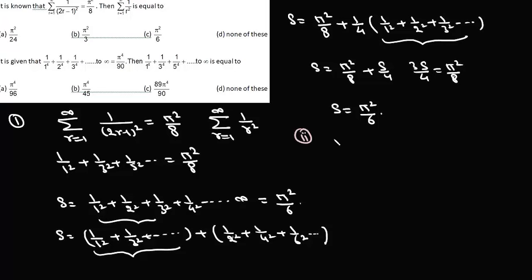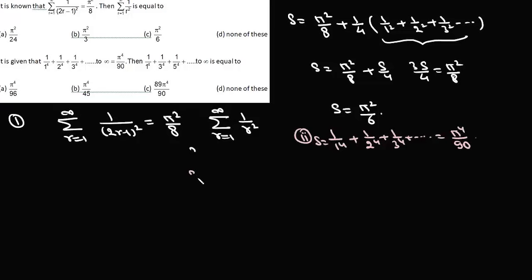In the second question, we are given that 1 upon 1 to the power 4 plus 1 upon 2 to the power 4, 1 upon 3 to the power 4 up to infinity, is pi to the power 4 upon 90. We need to find the sum of odd terms. Now here also we'll separate odd terms and even terms. Suppose this series is S.